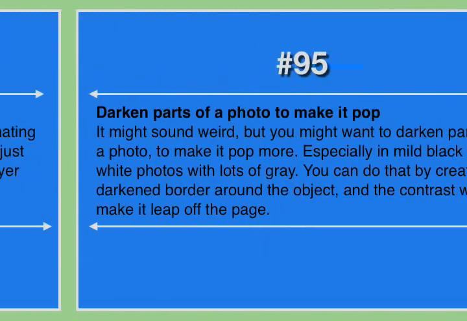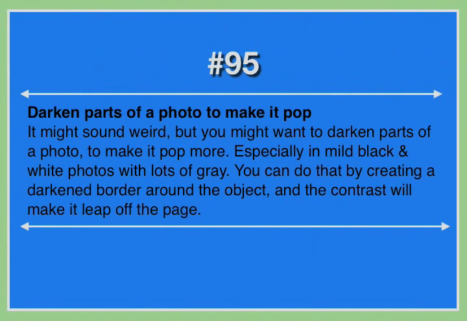Number 95. Darken parts of a photo to make it pop. It might sound weird, but you might want to darken parts of a photo to make it pop more, especially in mild black and white photos with lots of gray. You can easily do that by creating a darkened border around the object, and the contrast will make it leap off the page.